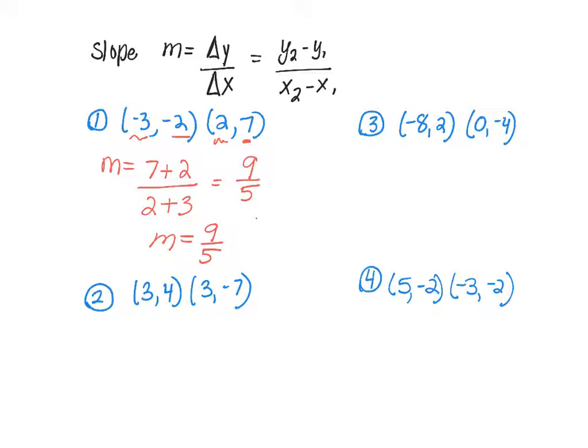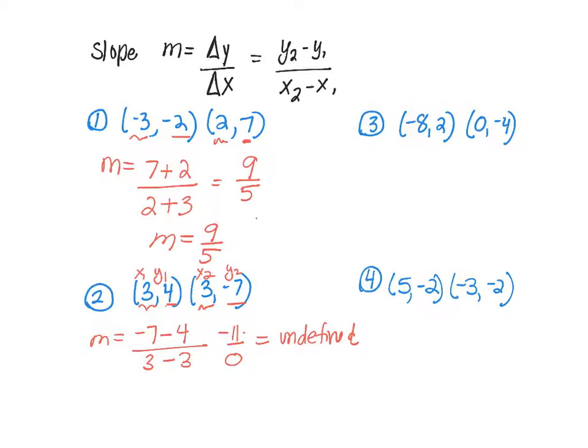If we look at our second one here, our first ordered pair is 3, 4. So that's my x1, y1. And my x2, y2. And so I'm going to take and say that my slope is equal to my y value minus my y value. And then my x value minus my x value. And I end up with a number divided by 0, and I know that I cannot divide by 0, and so therefore the slope of this line is undefined.